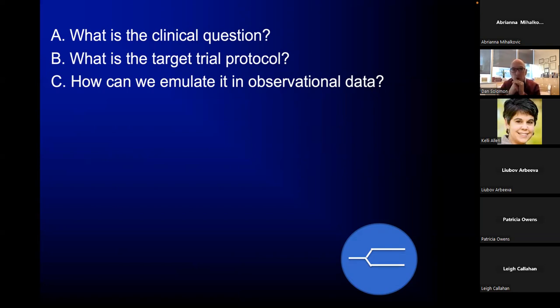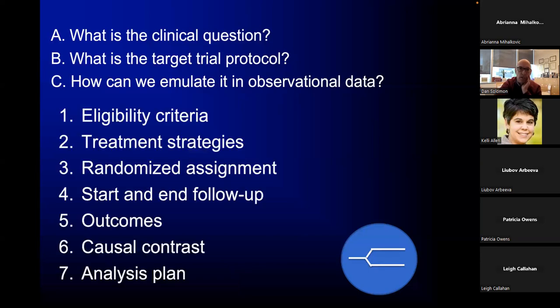Too often people say, I have a pile of data, what can I analyze? What can I figure out from these data? It can't be done that way. It has to be done in the reverse to do it cleanly. We need to come up with a question, and then we have to develop the protocol, and then we have to think about whether we can emulate the trial protocol in observational data.